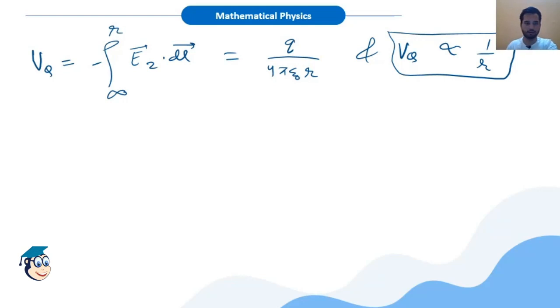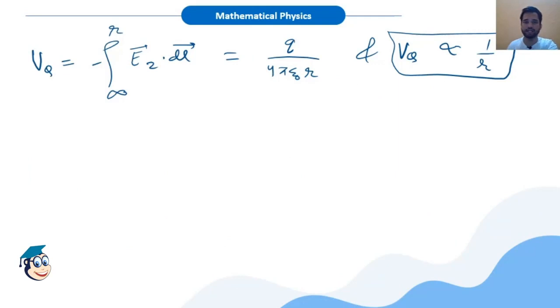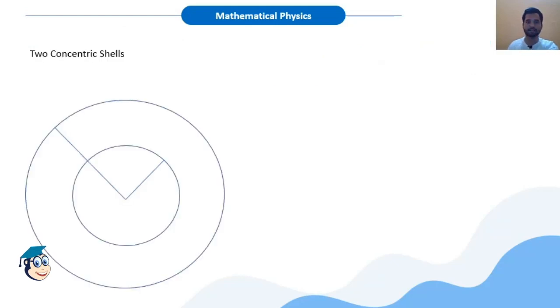Okay, so you can conclude here that for a shell, inside potential is constant, and that is equal to charge divided by 4 pi epsilon naught radius of that shell. And outside, the potential will decay as 1 over r, and the expression is given as Q over 4 pi epsilon naught r.